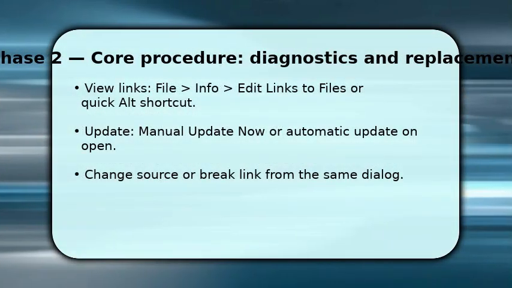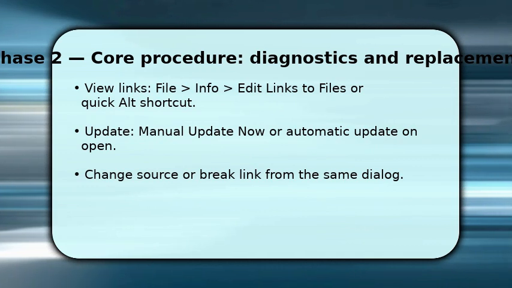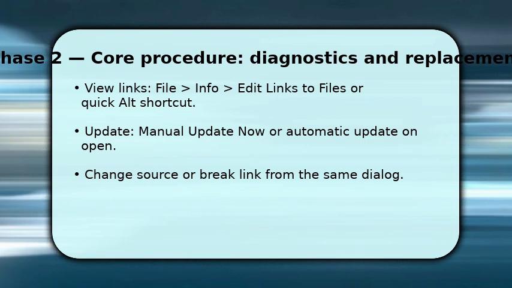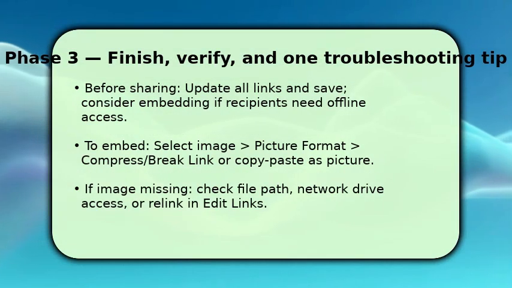Once the image is linked, manage it through Edit Links to Files under File Info. You can also access it via the ribbon quick commands. Use Update Now to refresh the image immediately or set automatic updates so the image syncs whenever you open the document. If you need a different file, choose Change Source to point Word at a new path. You do this to maintain version control and to ensure collaborators see the latest art without embedding large files into the document. Finish by updating every linked item and saving the document so recipients see current images.